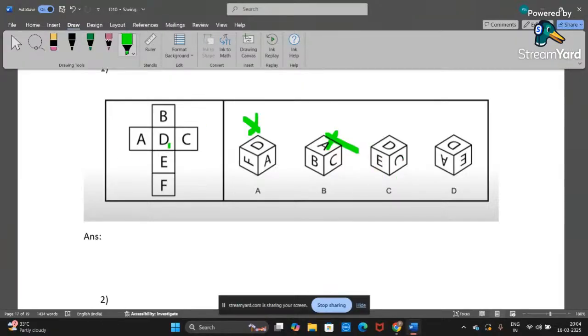Look at this and this. When we fold, D and C will be next to each other, and also for D, E will be the next one, right? This is possible, this can be the right option. Let's check with the D also.